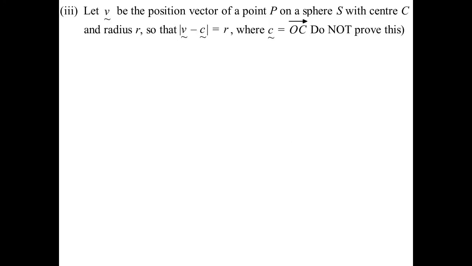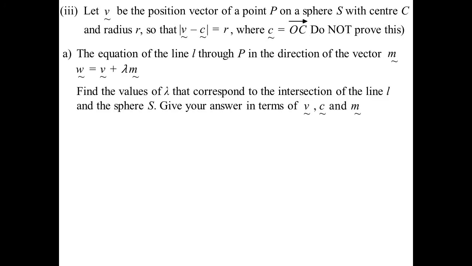This example here comes from the sample paper that NESA put up before they'd done the first HSC, to give an idea of what sort of questions they might ask. V is a position vector of a point P on a sphere S with centre C, radius R, and then they've given us the equation. Magnitude of vector V minus vector C is always R, so yes, it's a sphere, and C is the position vector OC. Do not prove this. Okay, I won't.